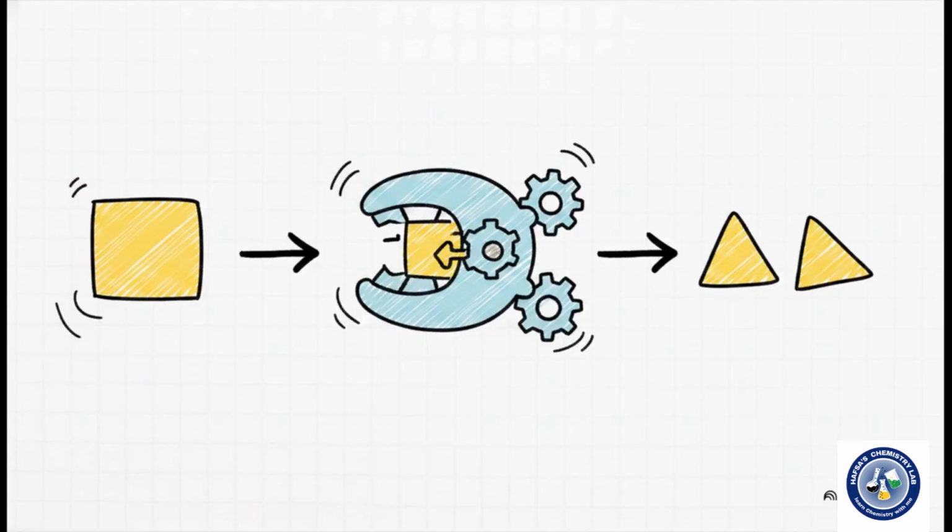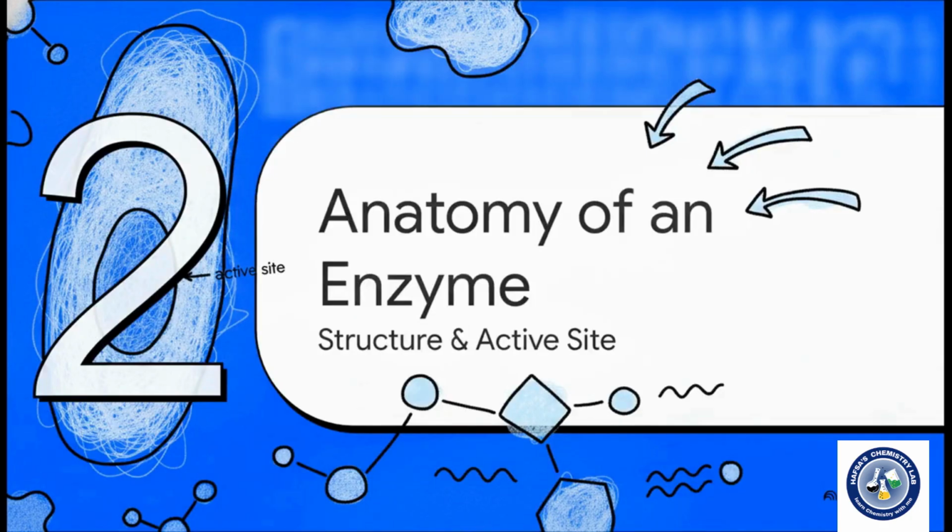If we map out a simple linear flow, metabolic processes always begin with a specific starting molecule, which we call a substrate. The enzyme acts on this substrate, and through that specialized enzyme action, it converts it into a totally distinct molecule, the product. It's basically an elegant microscopic assembly line happening millions of times a second. Let's see how this physical structure is actually built in Section 2, Anatomy of an Enzyme.